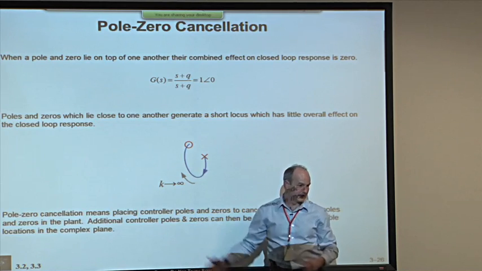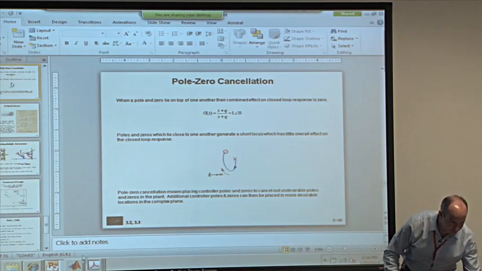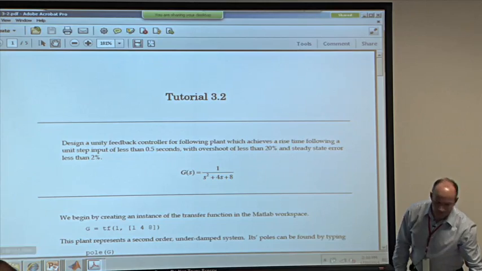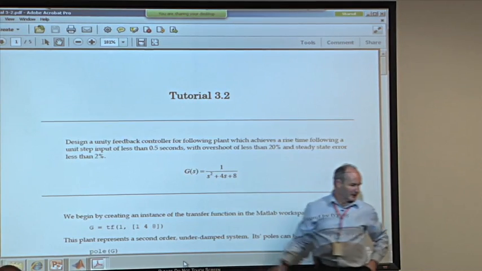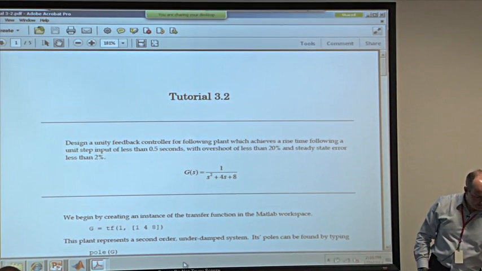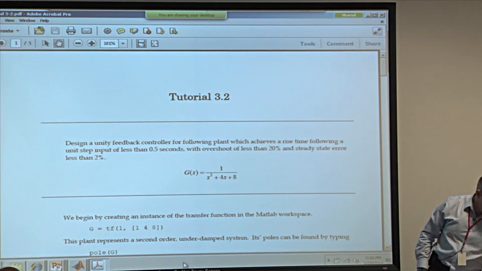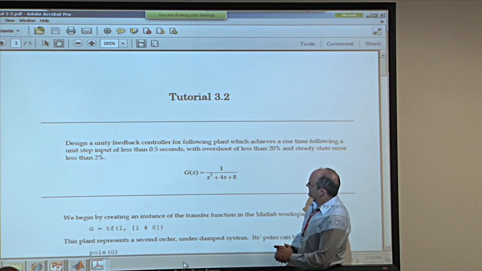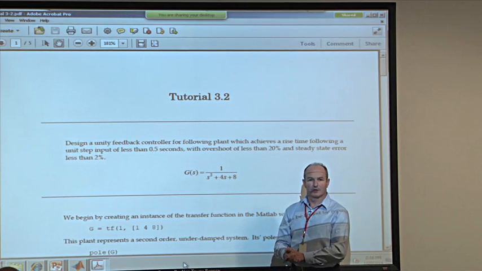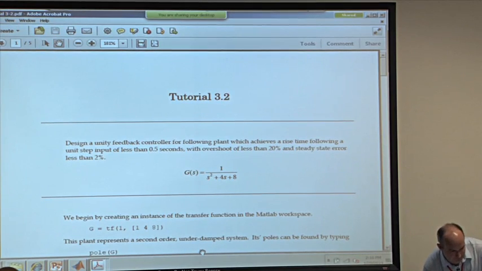In fact, I think I'll show you now because there's a tutorial associated with this, tutorial 3.2. Now, tutorial 3.2 is a simple one because it's a second-order plant that we're asked to design a controller for, and the specifications that we're aiming for are given in terms of rise time and overshoot and steady-state error. So clearly we're talking about the transient response, so the root locus method is quite suitable for this kind of problem. Let me show you.